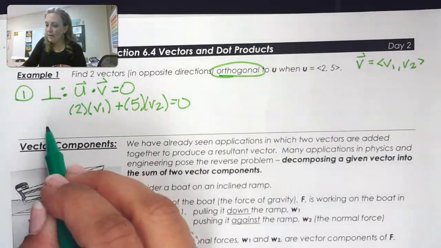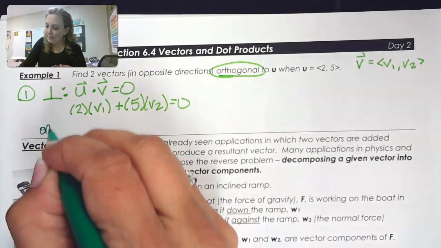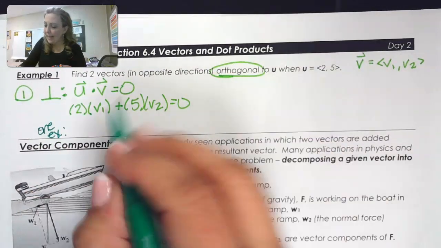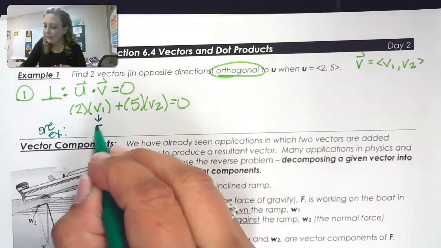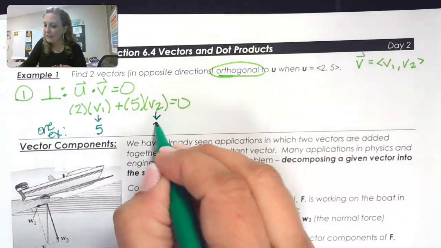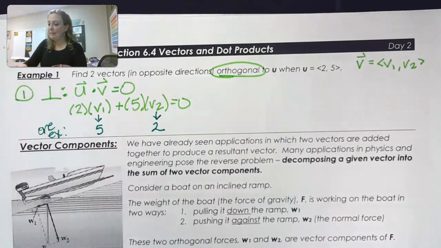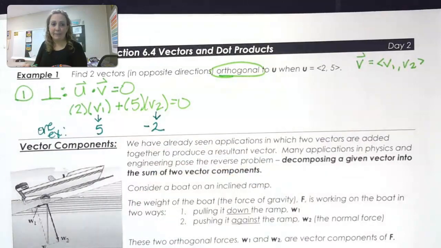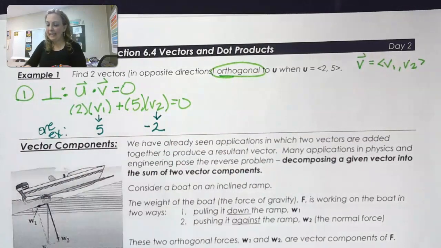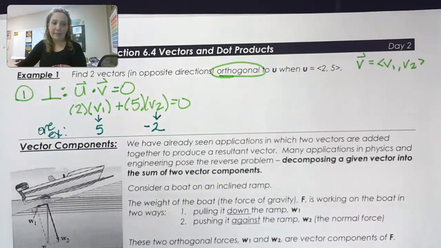One example that sometimes my kiddos will come up with right away is if we make this, for example, 5 and this 2. Right now that means we have 10 and 10, but we just make one of them negative. So that would be 10 plus negative 10, and that would work. That would give me 0.